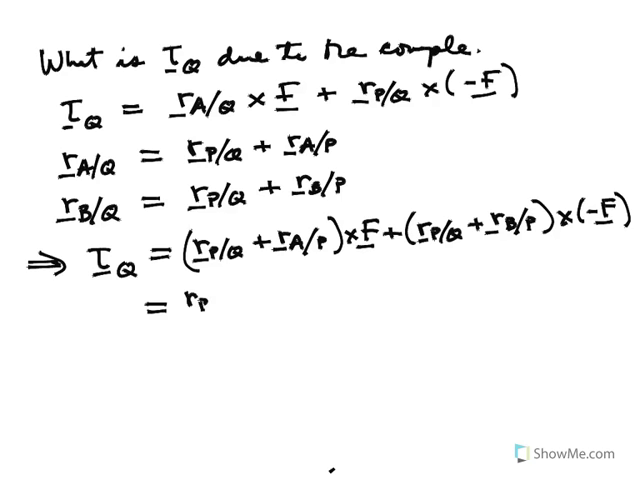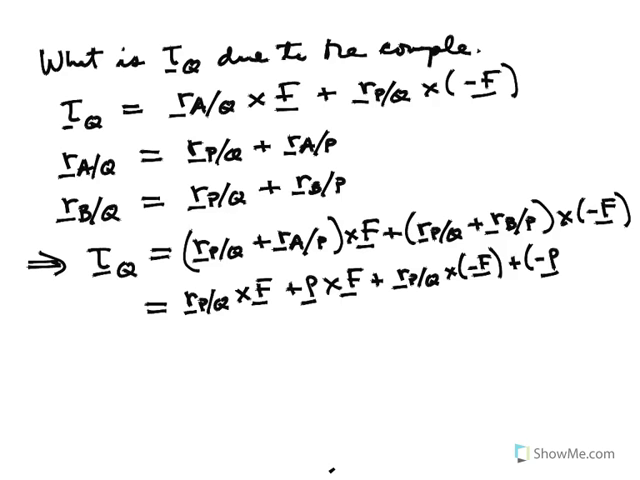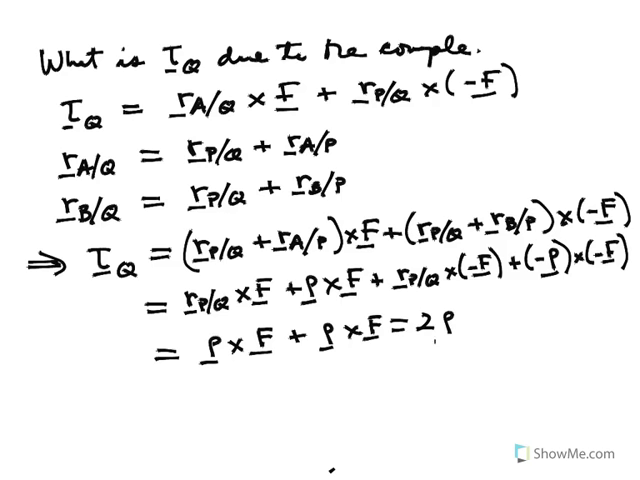Well, we get the position of P relative to Q crossed with F, but the position of A relative to P is equal to rho, so we get plus rho crossed with F, plus the position of P relative to Q crossed with negative F, and then plus negative rho, which is the position of B relative to P, crossed with negative F. You can see here that the first and the third terms are opposite, so they cancel, and we get rho crossed with F plus another rho crossed with F, which is equal to 2 rho crossed with F, but that's equal to the torque relative to point P. So that implies that the torque relative to point Q is equal to the torque relative to point P.